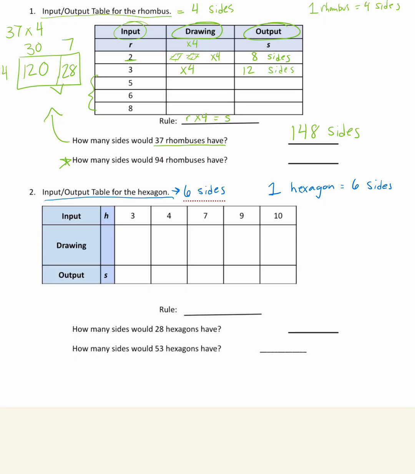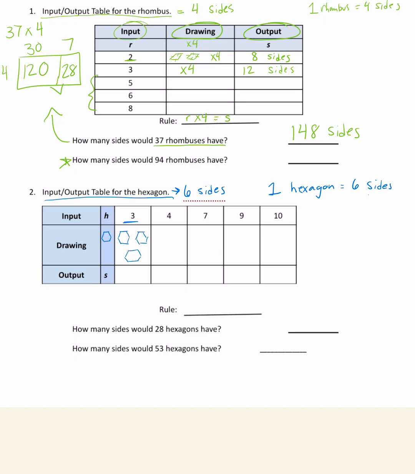So I know a drawing of the hexagon, again, does not have to be perfect. I know however many hexagons I have, it has 6 sides. And then I'm going to apply that rule to the rest of them. So for example, this one right here, I have 3 hexagons. So 1, 2, again, does not have to be perfect, y'all. 3.